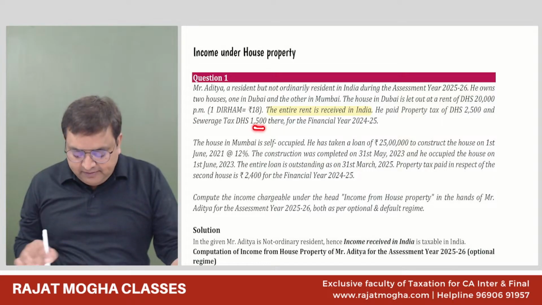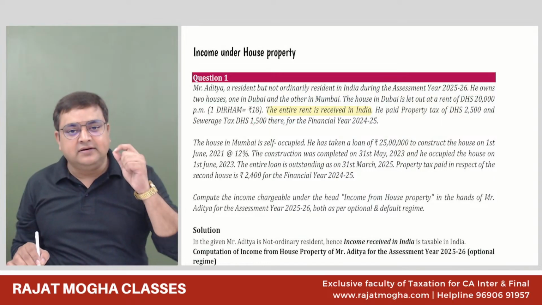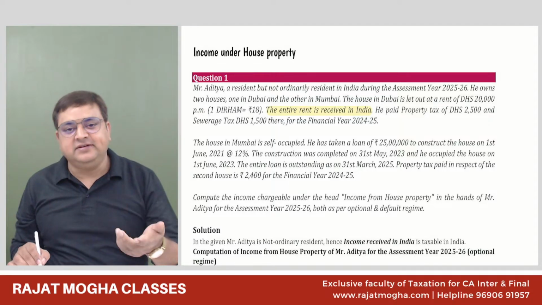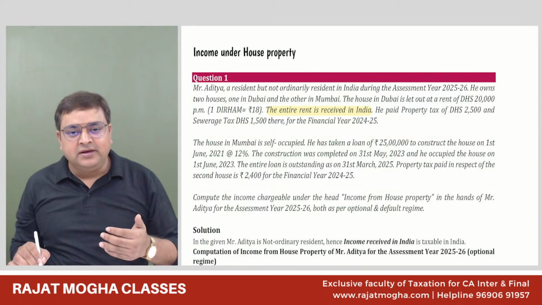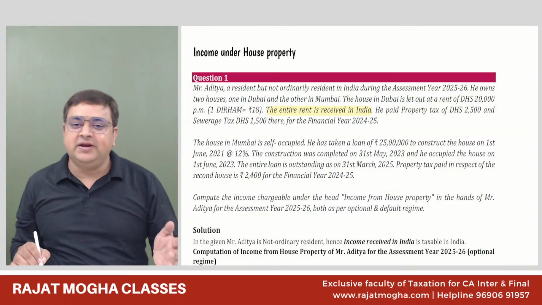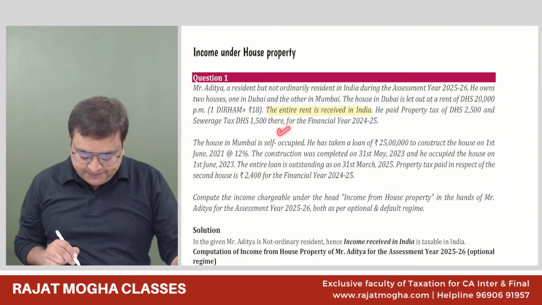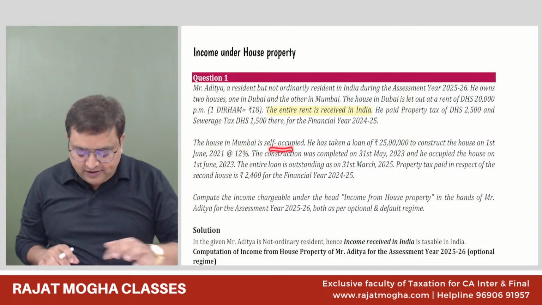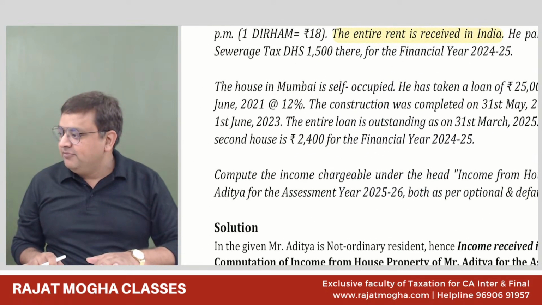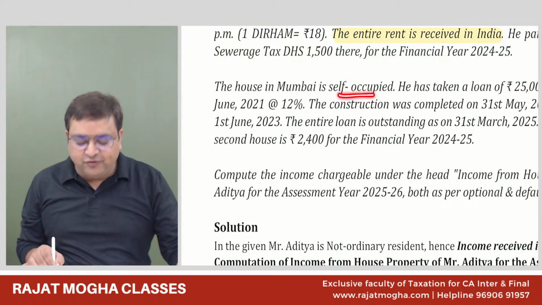So can they be subtracted from GAV? The answer is yes. If you are taxing this income, if you are making it GAV, even the municipal taxes which are paid outside India, that are also allowed. Okay. The house in Mumbai is a self-occupied house. So they have given that the Mumbai house is a self-occupied house.